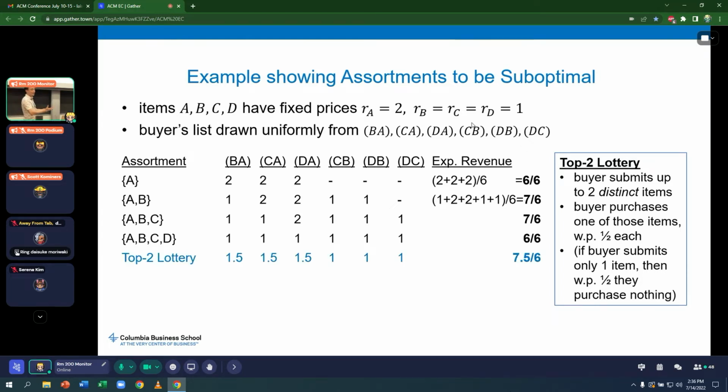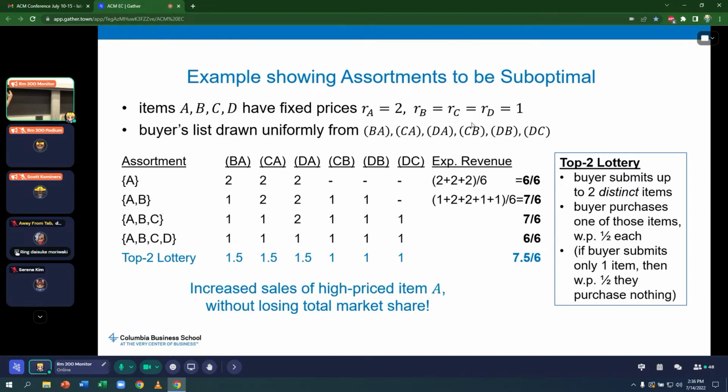And so that means I'm going to earn an average of 1.5 from each of the first 3 types, and still earn an average of 1 from the latter 3 types, for an expected revenue of 7.5/6. Essentially, I've managed to increase the sales of my high-price item A without losing total market share. And so this shows, at least for a general instance, assortments can be suboptimal.